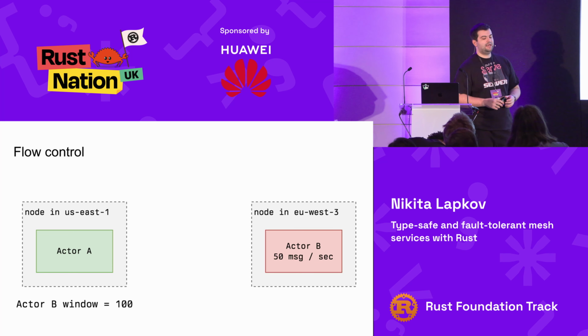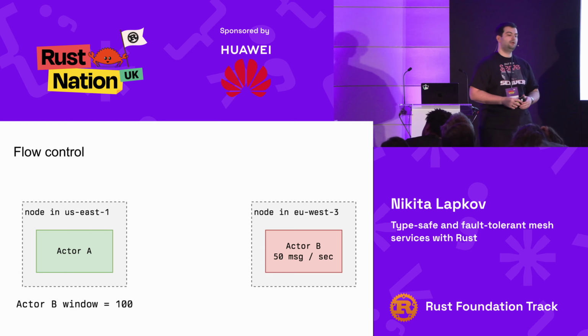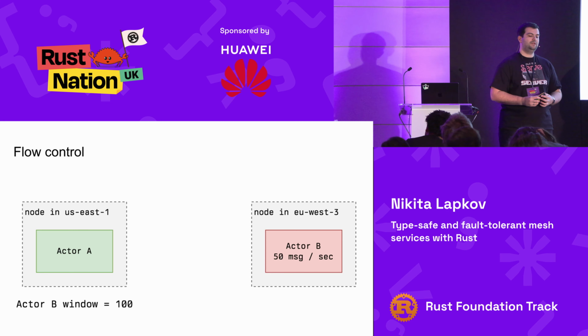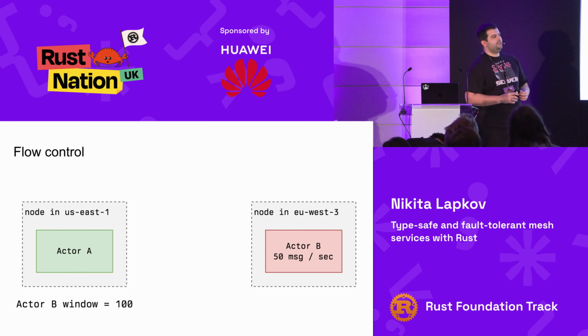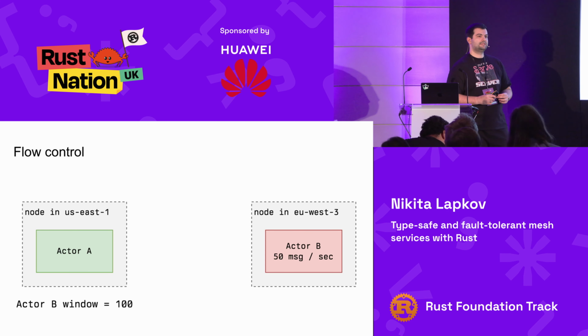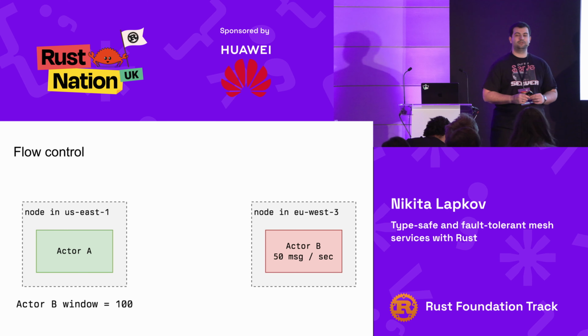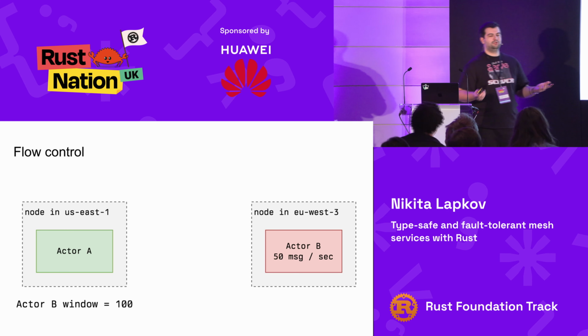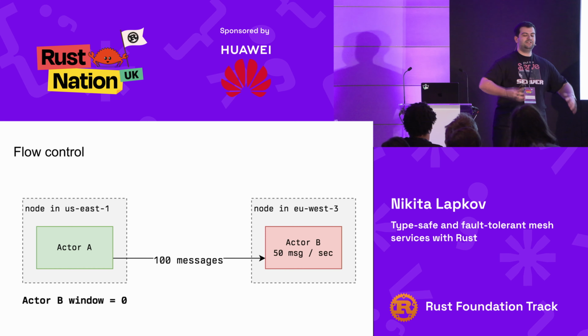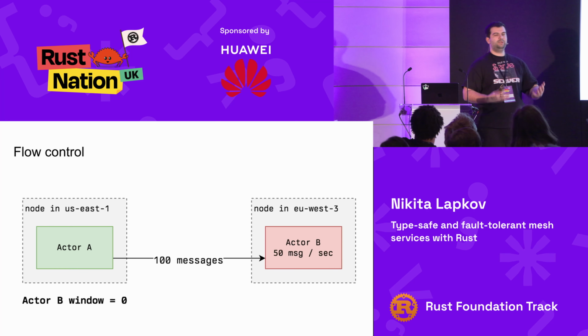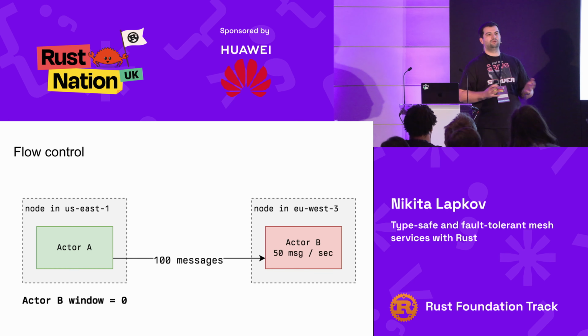To fix that, we have taken an inspiration from TCP, because we're basically implementing a network protocol on top of TCP, so might as well steal from the best. And we have implemented the flow control using windows. So a basic idea is that a window is the number of messages actor A can send without waiting for an acknowledgement from actor B. Let's take a look at the example. If actor A sends 100 messages, this means that the window of actor B is 0. It has spent all its budget for sending messages.